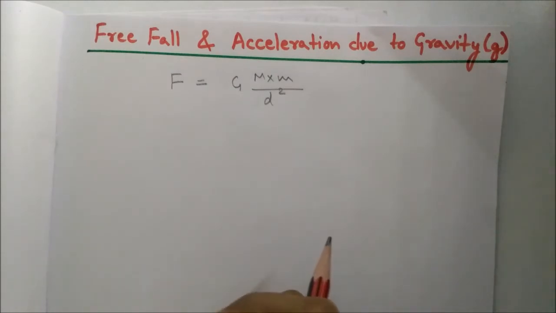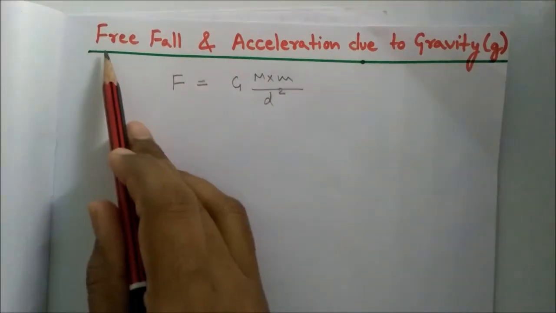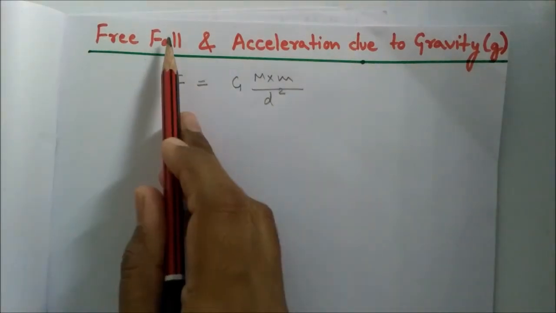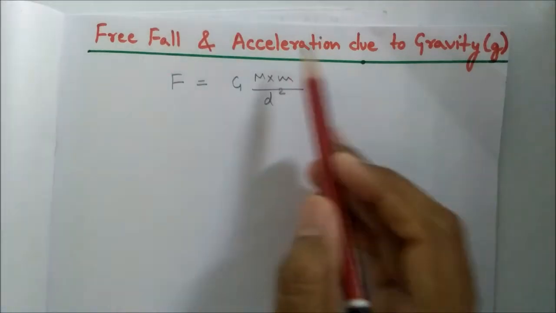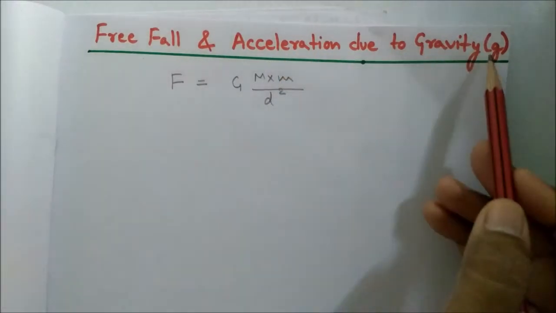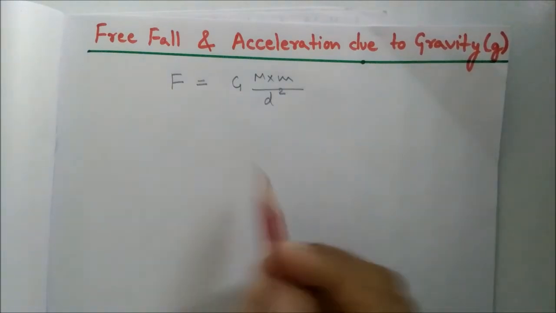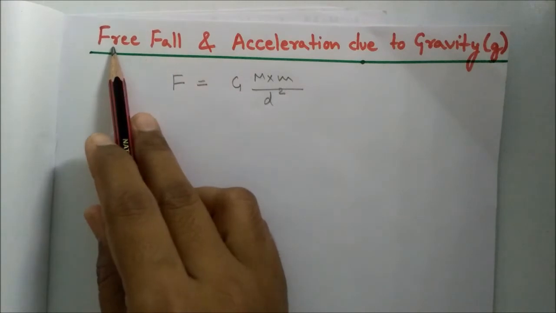Students, in today's class, we are going to do two topics. First, we are going to study free fall, what is free fall, and secondly, we are going to study the acceleration due to gravity, denoted by small g, in detail. Okay. Now, first, let's start with free fall.